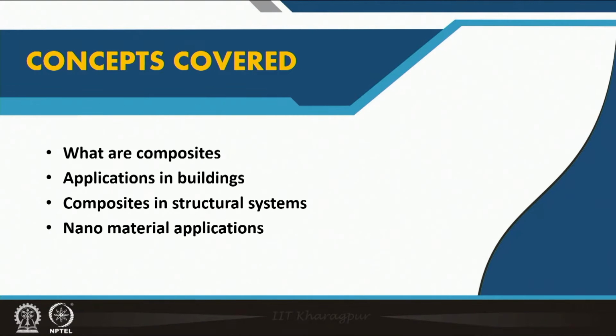So that is why I thought of putting composites in this particular section, and we will discuss what composites are. We have come across a number of composites by this time, but it is just to reiterate what composites are, their application in buildings, their application in structural systems, and some nanomaterial applications which are also added to items to make them work better, more functional. So we will come to each of them.